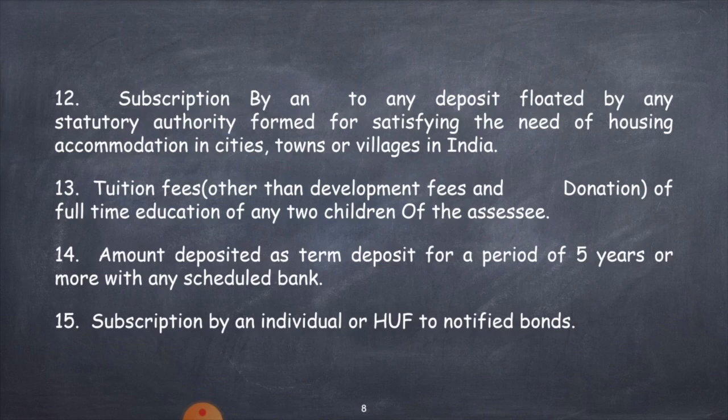So, the next point is amount deposited by an individual or a Hindu undivided family as term deposit for a period of 5 years or more as per the scheme framed by central government with any scheduled bank. So, here amount deposited as term deposit for a period of 5 years or more with any scheduled bank. Next point is subscription by an SSC, that is subscription by an individual or HUF to notified bonds.